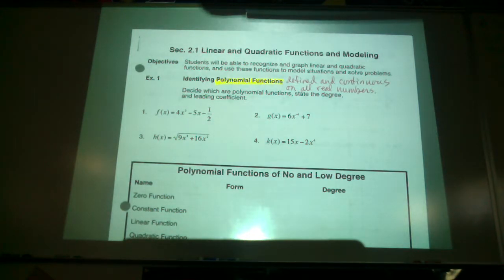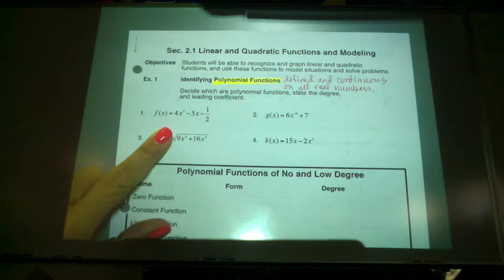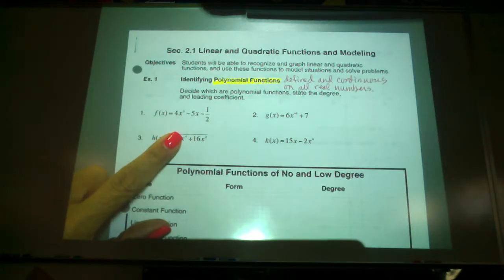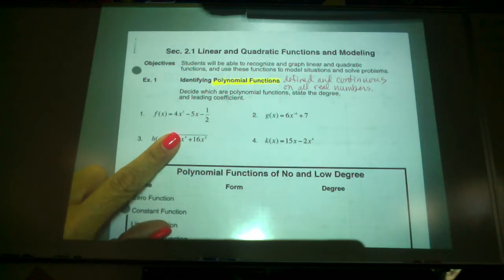And so you're going to have to look at these 4 choices and decide, is it a polynomial function? If so, what is its degree, which we have struggled with apparently, and what is the leading coefficient? So look at number 1. Is this restricted? Are there any variables in the denominator? No. Any variables underneath the radical? No. So this is a polynomial function.